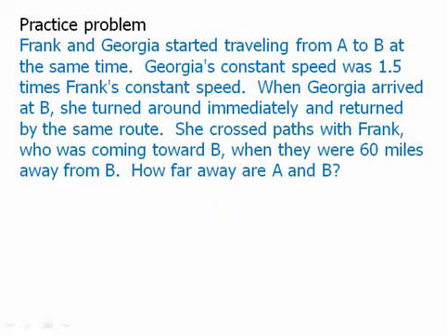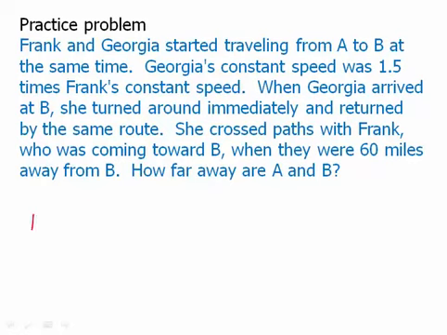Here's another practice problem. Pause the video and then we'll talk about this. Okay, Frank and Georgia started traveling from A to B at the same time. Georgia's constant speed was 1.5 times Frank's constant speed. When Georgia arrived at B, she turned around and immediately returned by the same route. She crossed paths with Frank, who was coming toward B, when they were both 60 miles away from B.